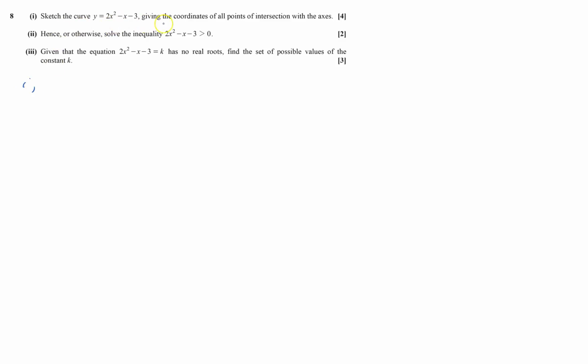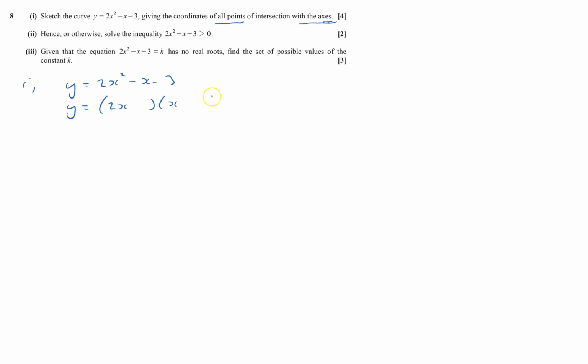Part 1, I've got to sketch this curve, giving the coordinates of all points of intersections with the axes. So I've got y equals 2x squared minus x minus 3. I'm going to try and factorise this because that's often a really nice way of seeing what's going on.